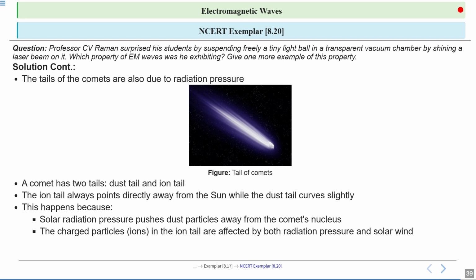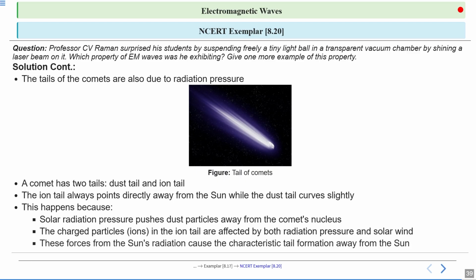The solar wind contains a large amount of charged particles, due to which the charged particles present in the tail of the comet will experience a force. So they will point directly away from the sun. These forces from the sun's radiation cause the characteristic tail formation away from the sun. So due to the radiation pressure and solar wind, the tail of the comet is directly away from the sun. That is another example of this property, radiation pressure.